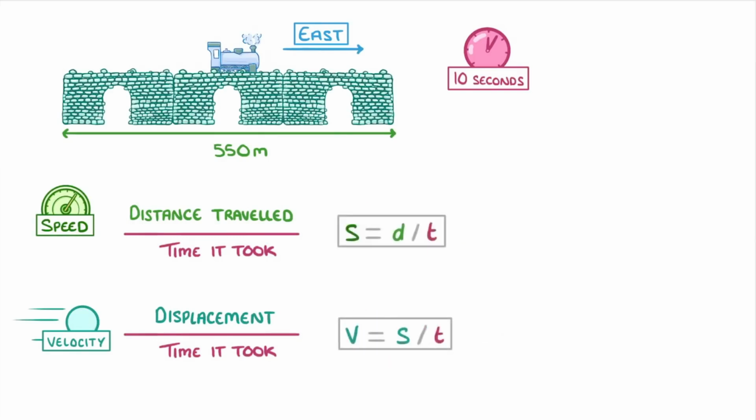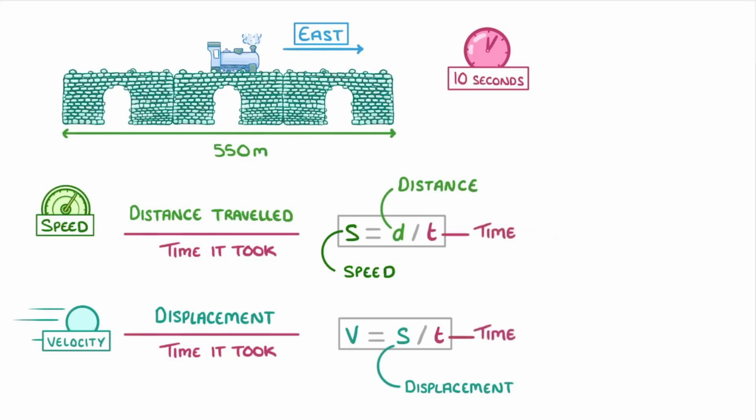Now, the symbol formulas for these two equations can be kind of confusing, because they use the letter S to represent different things. For velocity, the S refers to the displacement, but in the speed equation, the S stands for speed, and the D is distance. In both cases, though, the T stands for time. In reality, people often use the velocity equation regardless of whether they've actually got a direction or not. The benefit of using velocity is that you can have a negative velocity to represent going backwards.